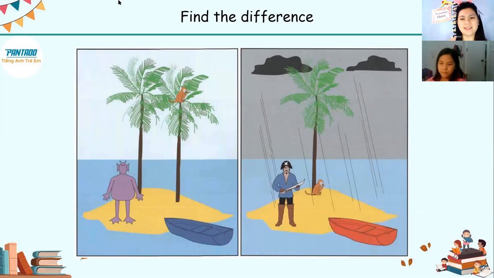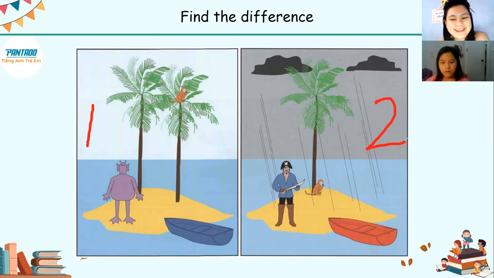Now this time we will proceed to the next slide, okay? You're going to find the difference between the two pictures. So this is picture one. And this is picture two. Now, you're going to tell me what the differences are. In picture one, the island has a blue boat, but in picture two is a red boat. Okay, the boat, blue and red.